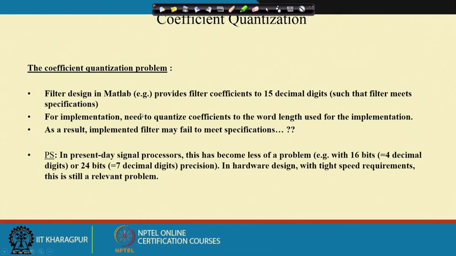In the next class we will see this with an example of filter design. In MATLAB we can consider different word lengths for the filter or for the arithmetic operations, and then see what the effect will be on the transfer function and the overall performance of the filter design. So, that we will see in the next class.